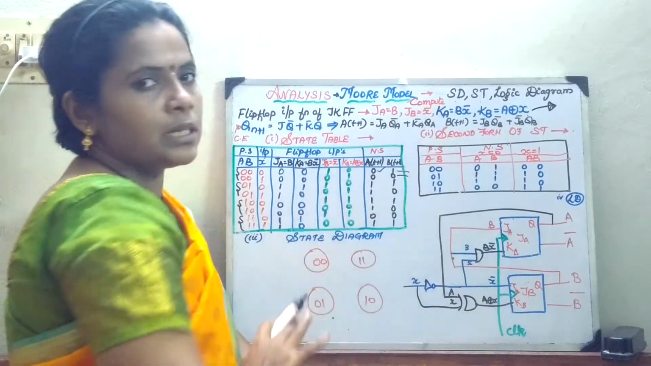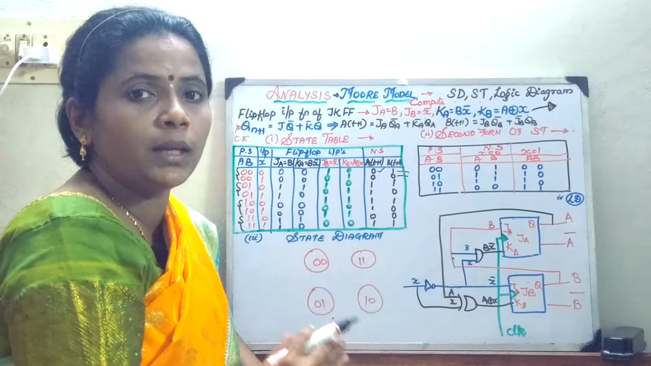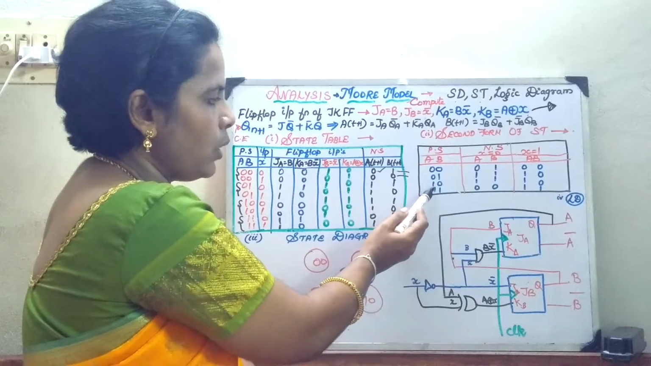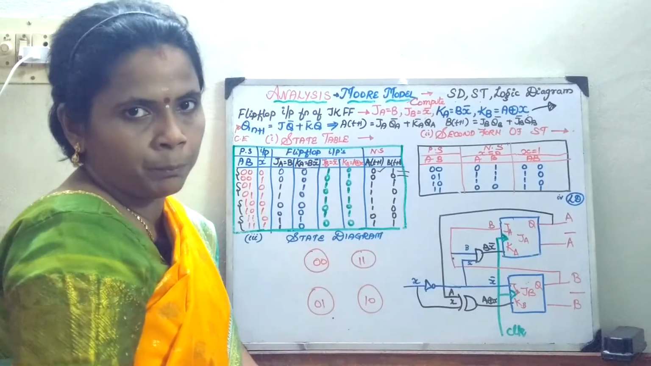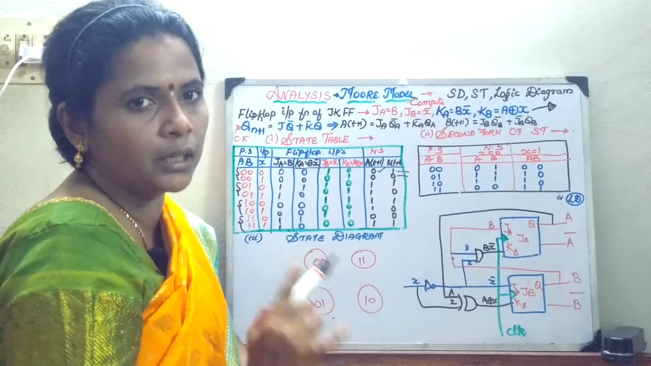Once this table is finished, what is the next step? The next step is to compute the state diagram, right? So now what are the 4 states? 0 0, 0 1, 1 0 and 1 1. Now how to draw the diagram? Here there is no output at all.